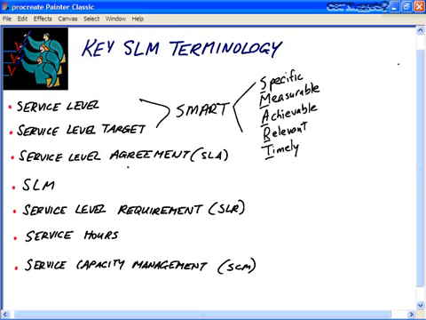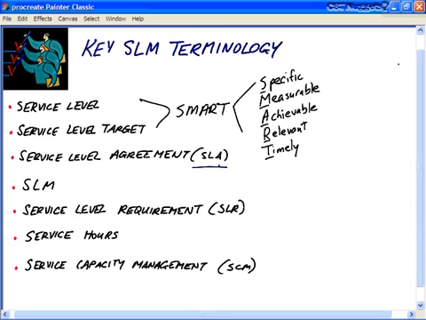That being said, a service level agreement is an agreement between an IT service provider, like your company or your organization, and a customer or a user. The service level agreement is going to define the IT services. It documents the service level targets. Again, the targets need to be SMART. And it's going to designate the responsibilities of the IT service provider, what you're going to provide, and what the customer is going to provide.